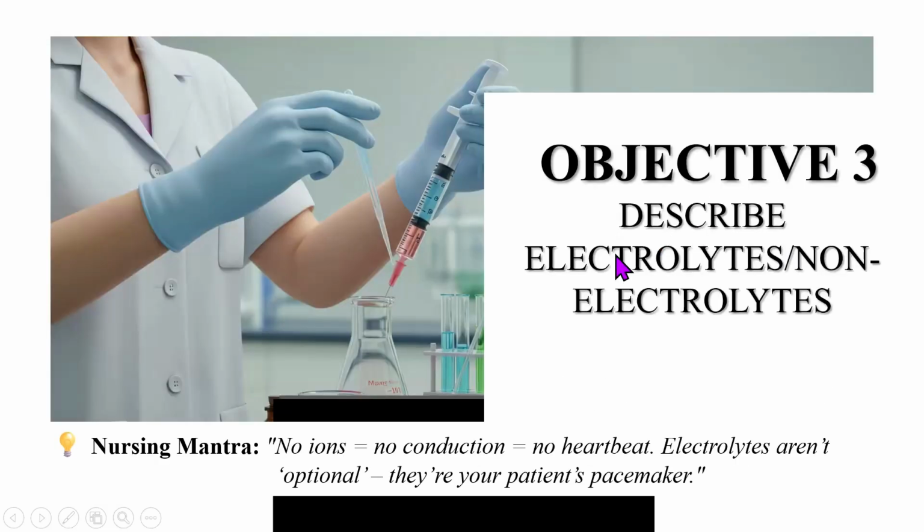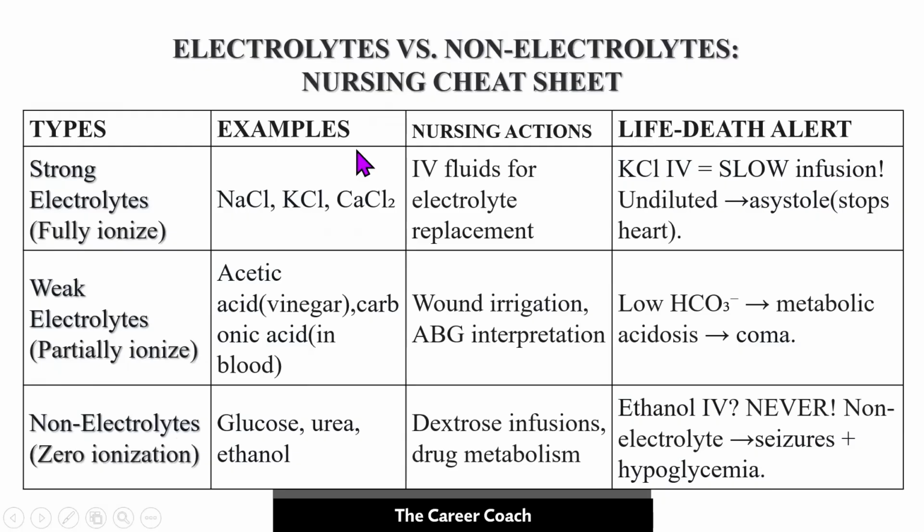Objective number 3. Describe electrolytes and non-electrolytes. Let's begin. Electrolytes versus non-electrolytes. The nursing sheet. Types. We'll look at the types of electrolytes, their examples, their nursing action, and life or death alert. Strong electrolytes are used as IV fluids for electrolyte replacement. Life or death alert: potassium chloride intravenous fluid is a slow infusion and it must be diluted. If it is undiluted, it will result in asystole and it will stop the heart.